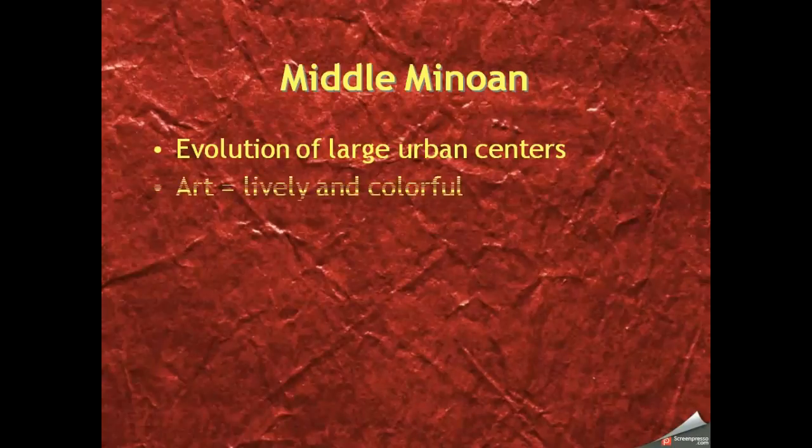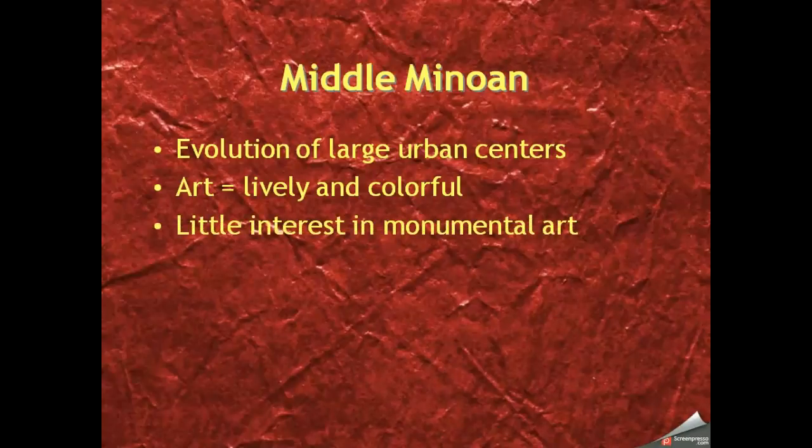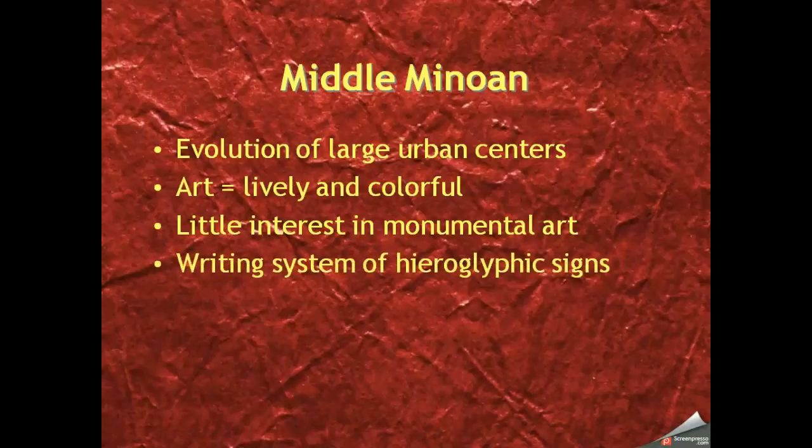Their art tended to be very lively and colorful. They showed little interest in monumental art, as we saw among the ancient Egyptians, but they did have a very advanced writing system of hieroglyphic signs, hieroglyphic meaning a picture language. For many years, we didn't know this language and Egyptian hieroglyphics were actually a system of writing. We thought it was just a series of pictures, but this is the way people tended to write, and our modern system of writing evolved out of this picture writing.